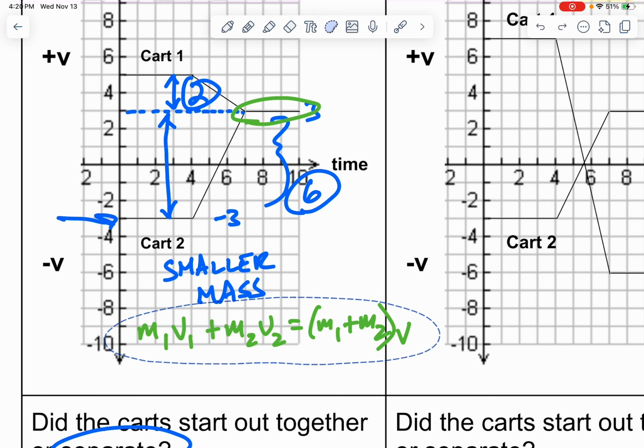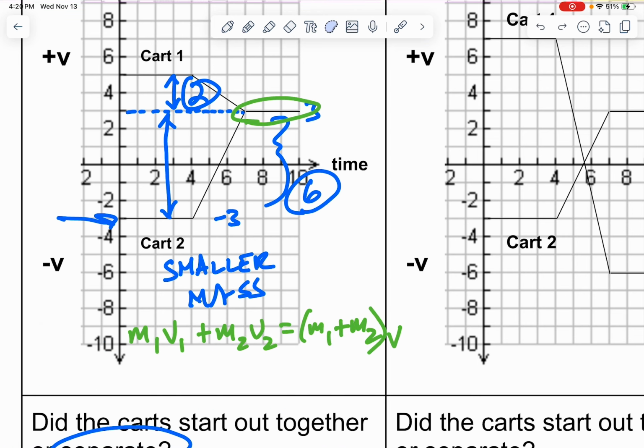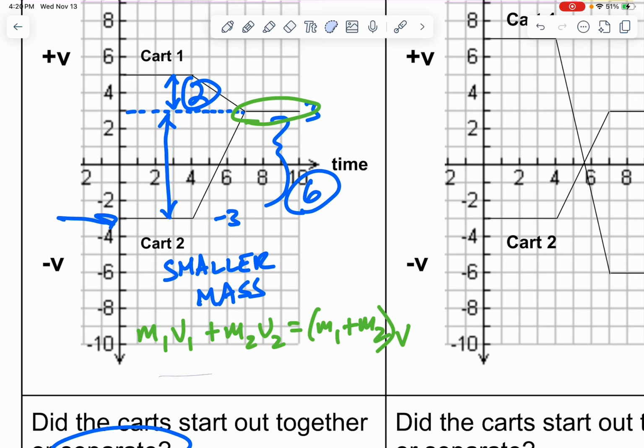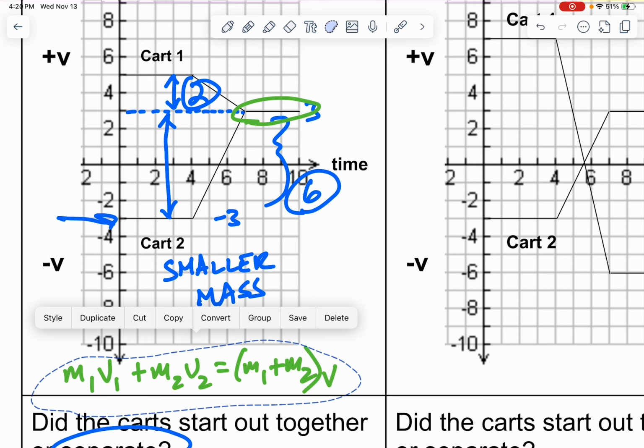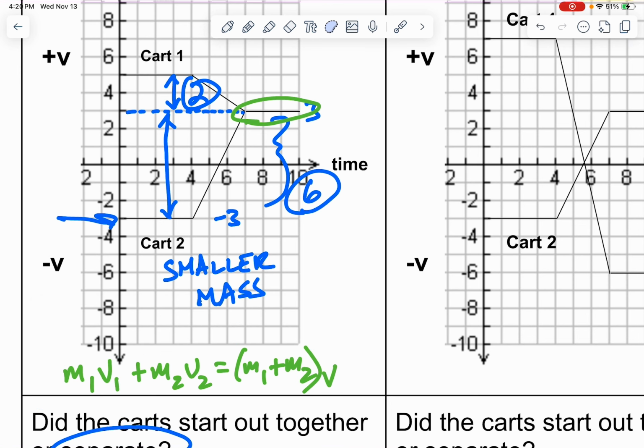I'm going to redo that, move that down here. So that would be the formula. That's what you'd write in that last box below. And then we can analyze what's going on in the other graphs. Okay.